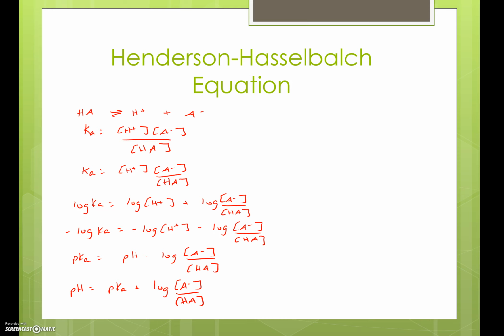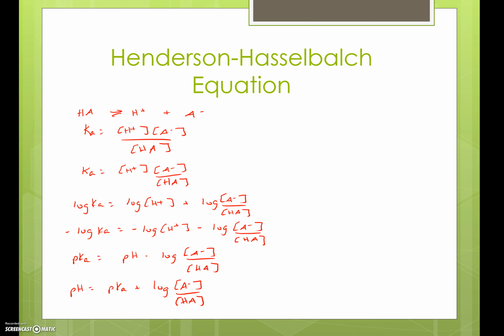Now we're going to take the negative of both sides of our equation, and that'll give us the negative log of Ka equals the negative log of our hydrogen ion concentration minus the log of A over HA. Now the negative log of Ka is called pKa, and the negative log of our hydrogen ion concentration is pH. So now we've got pKa equals pH minus the log of A over HA.